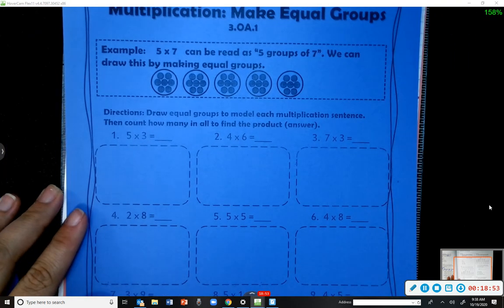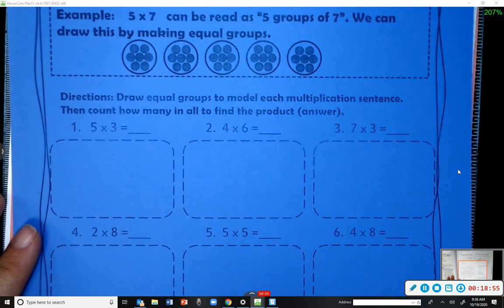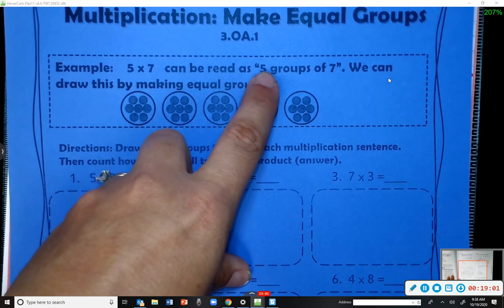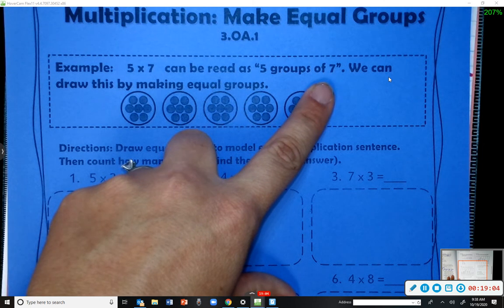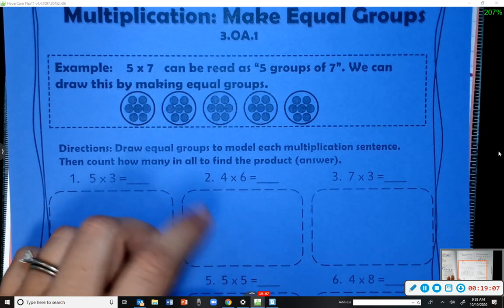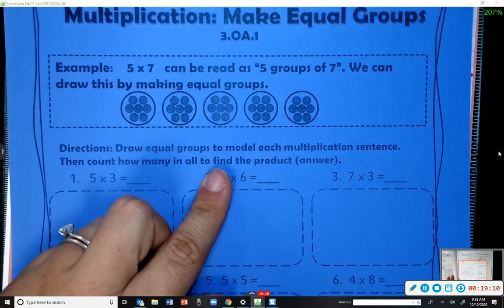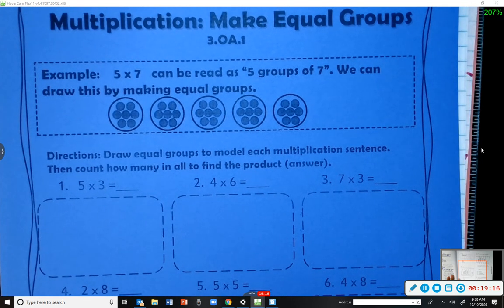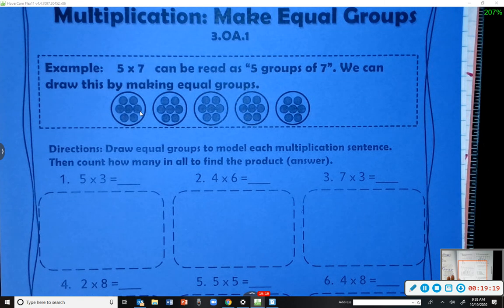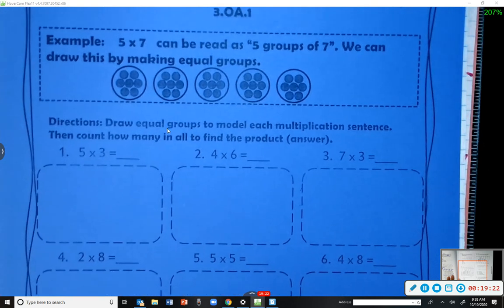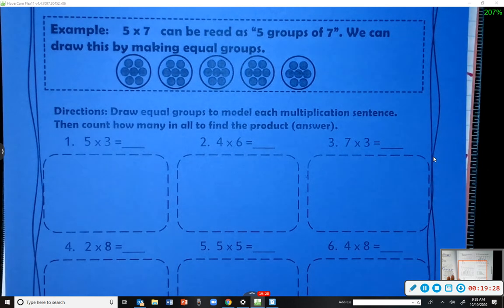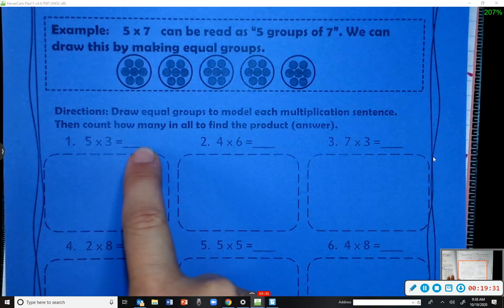Okay, so what we're going to do next, those of you at home and here in class have the same assignment. We're going to take those tiles away now, and you have to make equal groups just like I just showed you. Here's an example at the top. It says 5 times 7 can be read as 5 groups of 7, what we just practiced. We can draw this by making equal groups. So there's 1, 2, 3, 4, 5 groups. And how many dots do you think are in each of these groups? 7. Okay, so we would draw 5 groups of 7. And now you're going to be doing that for all of these number sentences down at the bottom. Make sure you include your product right here at this space.